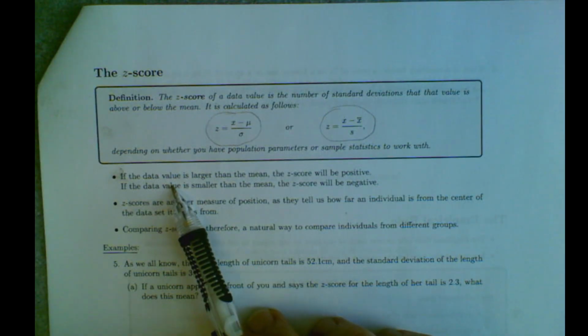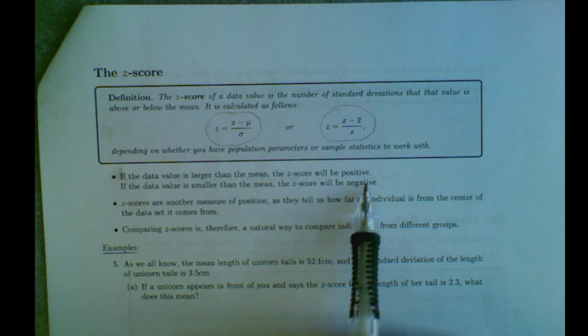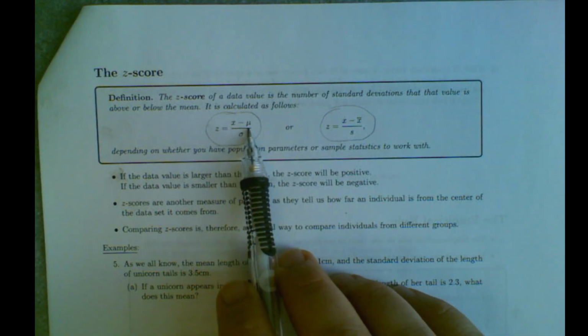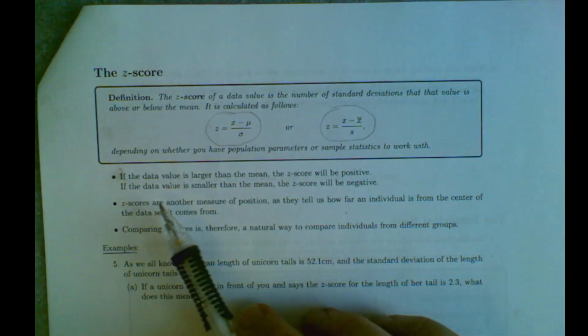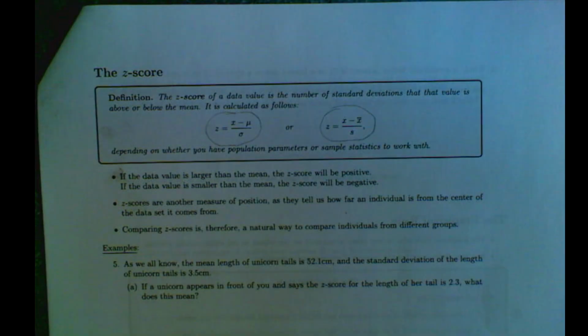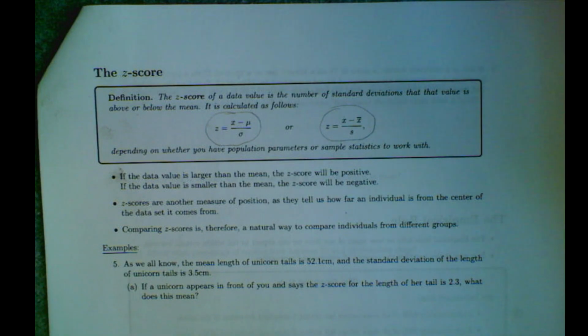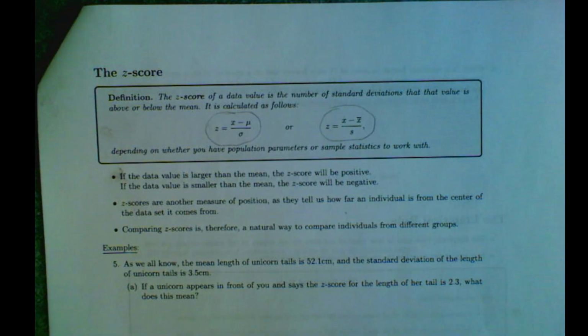Obviously, if the data value is larger than the mean, then the z-score will be positive. If x is bigger than mu, then x minus mu will be a positive number. If the data value is smaller than the mean, then the z-score will be negative for the same reason. And the reason that I point that out to you is just because the z-score is signed. So if it's a negative number, then that tells you that the observation is below the mean. And if the z-score is a positive number, that tells you that the observation is above the mean.